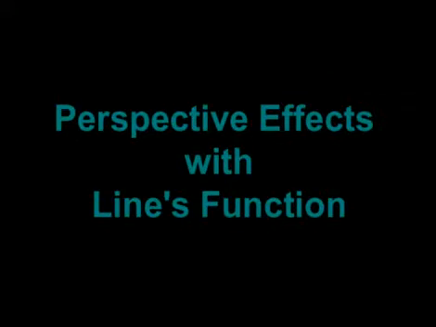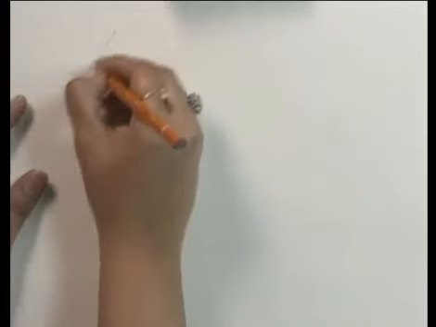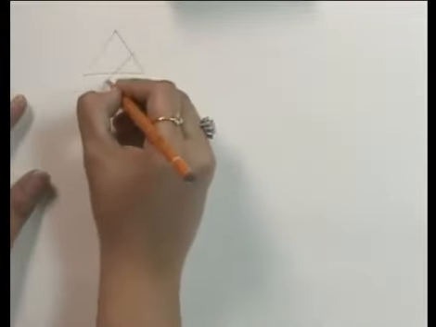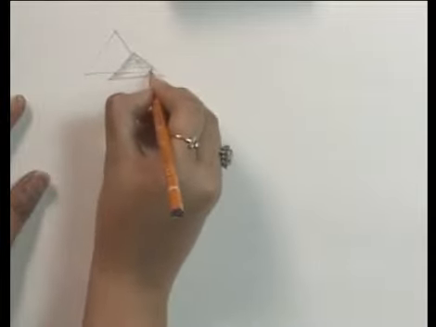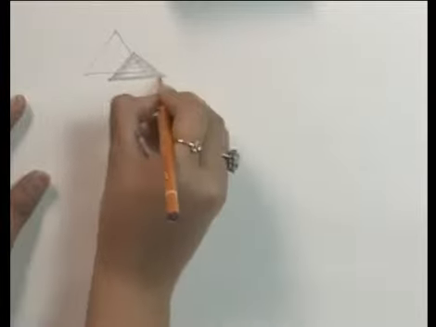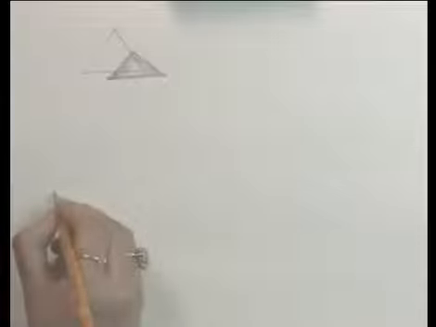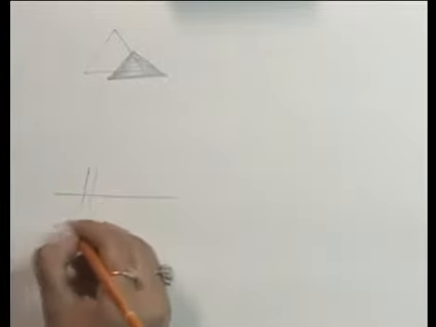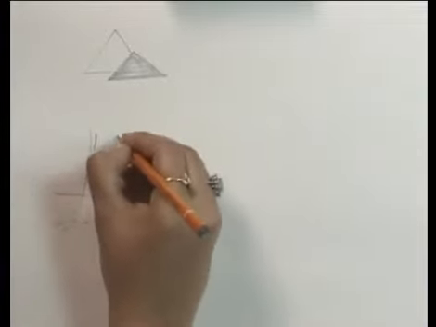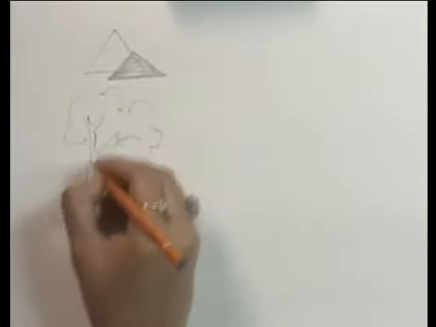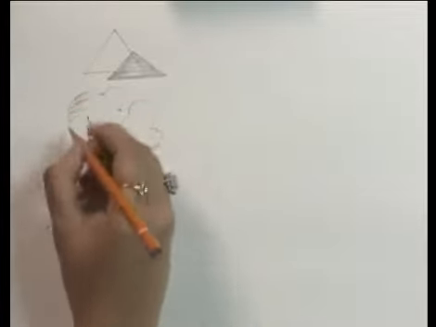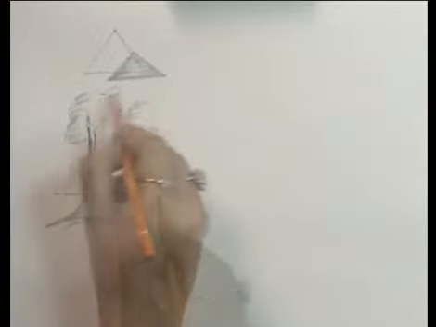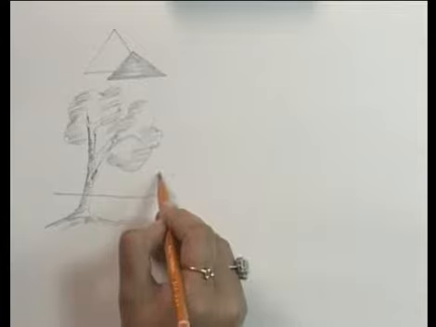Perspective effects with lines. In painting, different types of lines give different perspective effects. Line is a two-dimensional object, but the way lines are used, it can create effects of three-dimensional. To show an object near, the line should be drawn bold and dark. To show objects in the distance, the line should be drawn dim and thin.